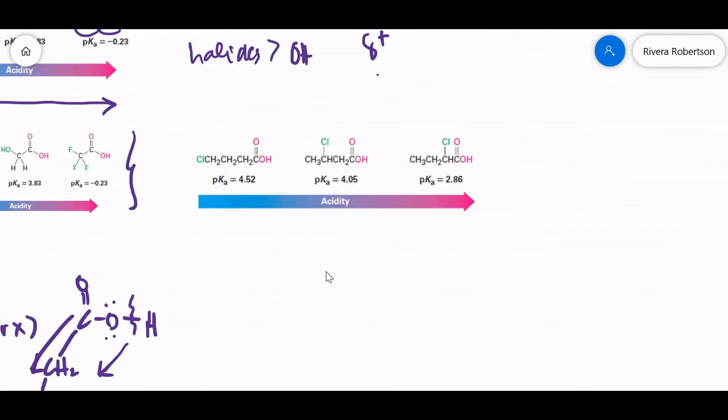Another is the proximity of the electron withdrawing group to your carboxylic acid moiety. So, this one is farther compared to here, and of course, in our third example, the acidity increases from left to right. So, the closer the electron withdrawing group is to your carboxylic acid moiety, the more acidic it is.